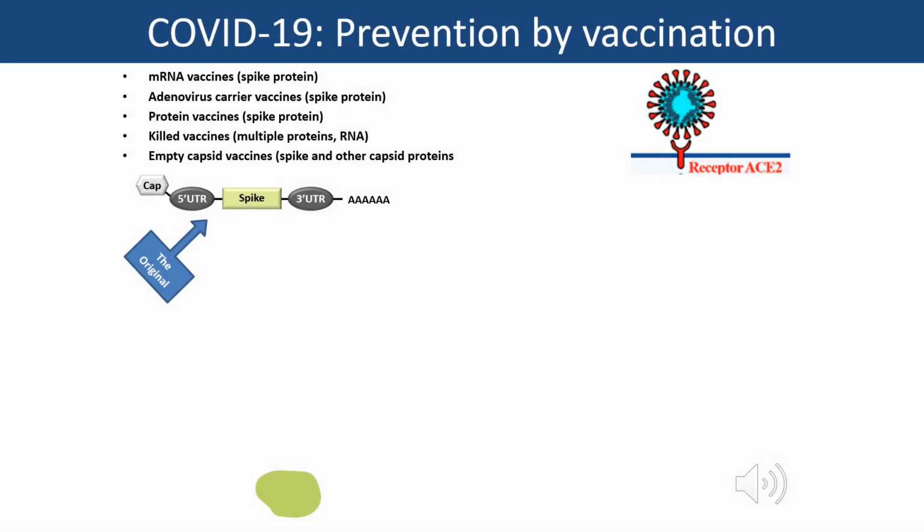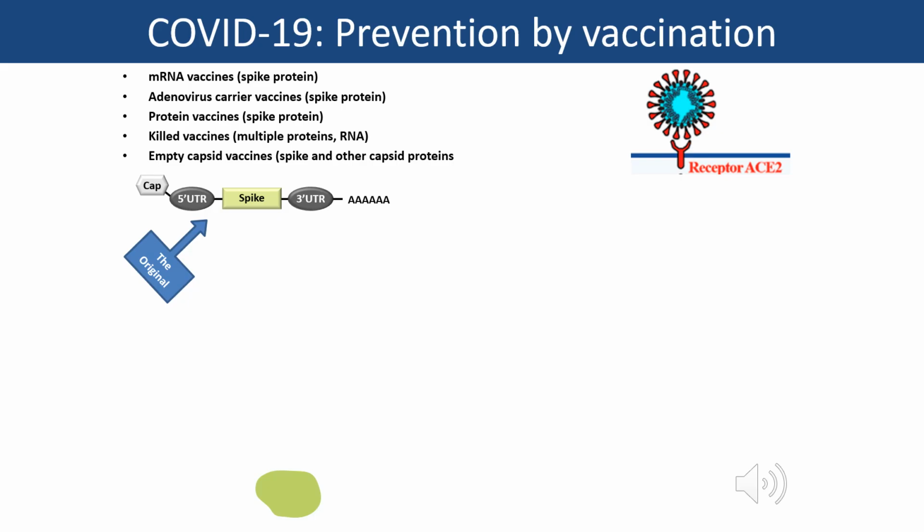The breakthrough came in record time. Several vaccines using different approaches or platforms were developed, including the mRNA vaccines, the adenovirus carrier vaccines, the protein vaccines, all of which use the spike protein as the only antigen. Other approaches previously used with other viruses include the killed vaccines and the empty capsid vaccines.